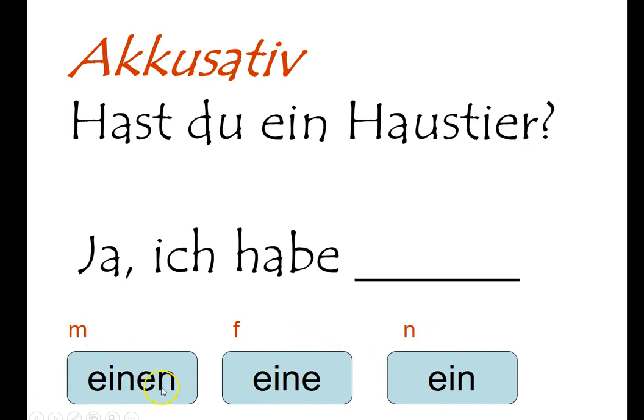So einen, because it's the direct object. Eine, because it'll be the direct object. And ein, because it'll be the direct object. Because when you answer in the affirmative, ich is the subject of the sentence. I have who or what? I have a dog. I have a cat. I have a pony.